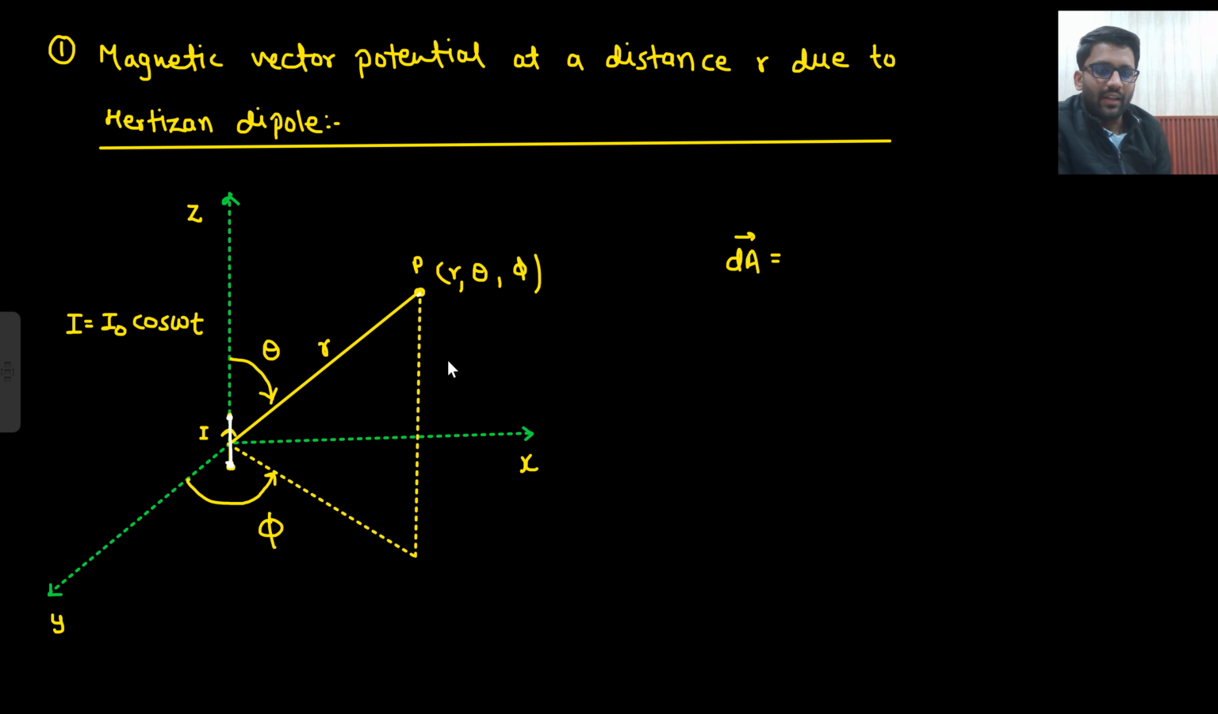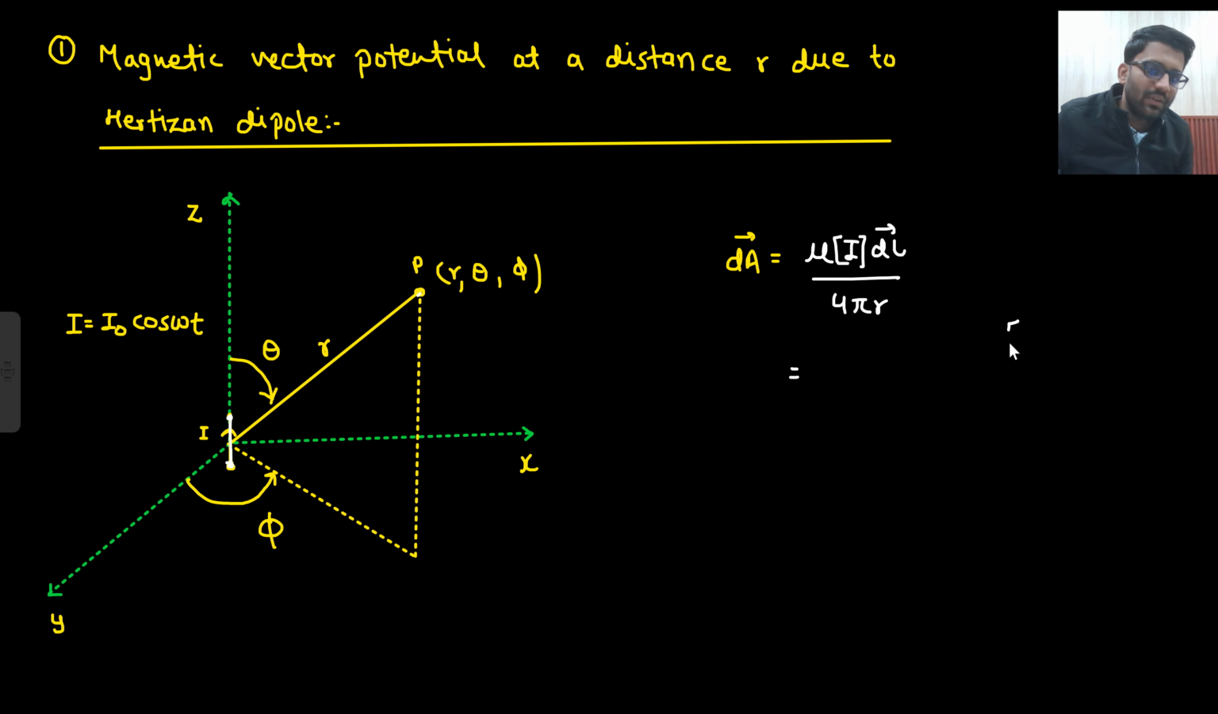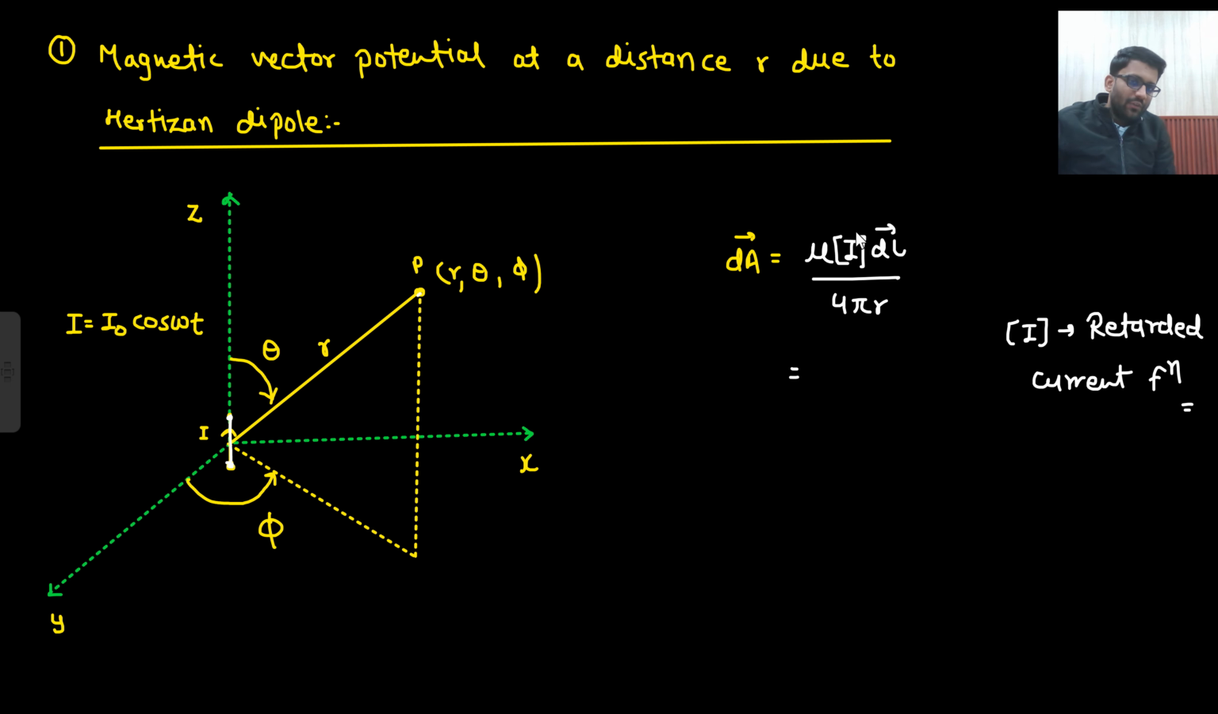So I need to write down my dA vector at point P. What would that be? Do you remember the formula? That is mu I dl upon 4 pi r. Here, instead of I, I will write bracket I. I will tell you the meaning of this one. This is your bracket I, known as the retarded current function. What is the meaning of this bracket I? That I will tell you. So what I have written is dA equals mu [I] dl over 4 pi r.